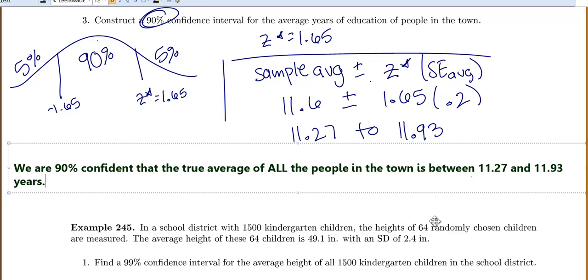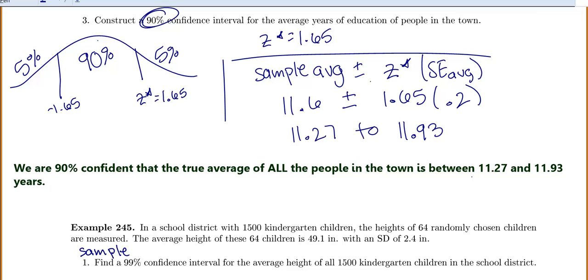Now example 245, in a school district with 1,500 kindergarten children, the heights of 64 randomly chosen children are measured. So that would be my sample size. It tells me how many children. Then the average height of these children, so that means this is the sample average, is 49.1 inches with a standard deviation of 2.4 inches.